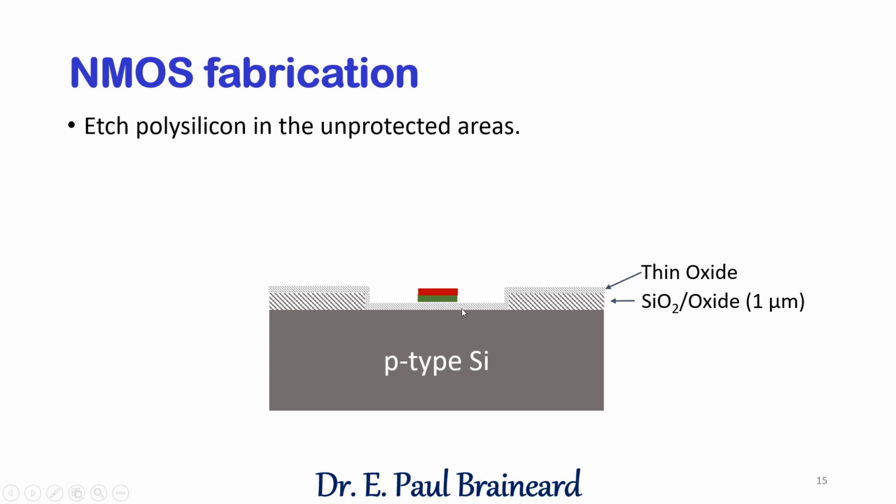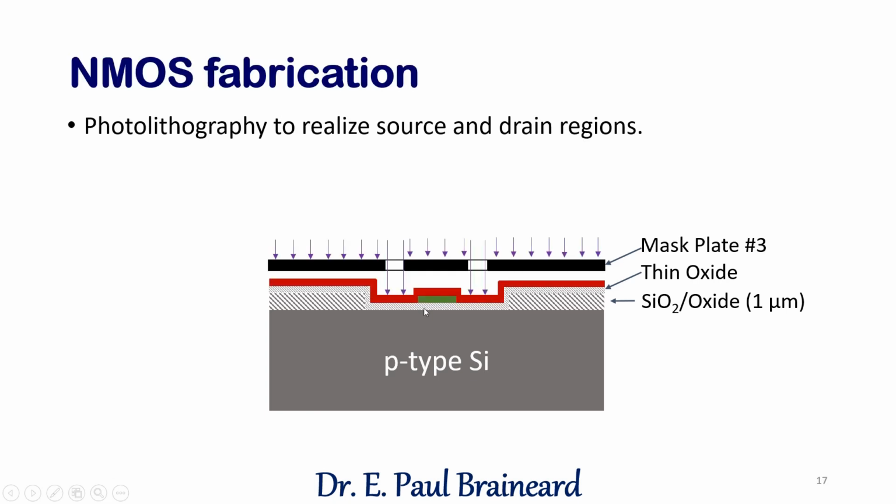PPR is protecting gate polysilicon. In other places, polysilicon is etched, that is removed. Then PPR also is removed. Again, photolithography is done to realize source and drain regions here. So this is done using mask plate 3. It has 2 transparent regions and the other regions are opaque.